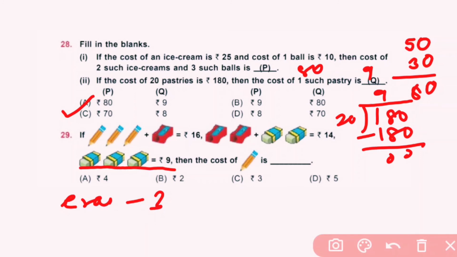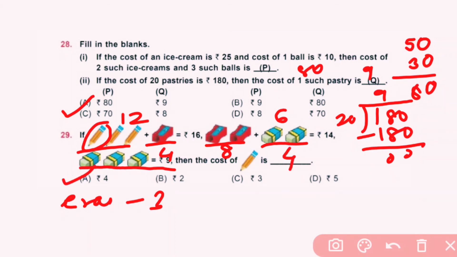So this eraser cost we put here. 1 eraser is for 3 rupees. Then 2 eraser is for 6 rupees. And then 2 sharpener will be 14 minus 6 is 8. So here 2 sharpener is for 8 rupees. Then 1 sharpener is for 4 rupees. And 3 pencil is equal to 16 minus 4 means 12. 3 pencil is equal to 12 rupees. So 1 pencil is equal to 4 rupees. So here A is correct answer.